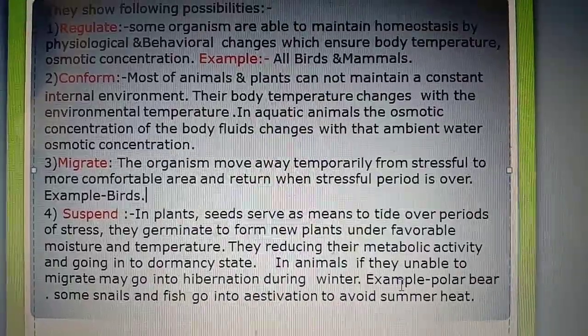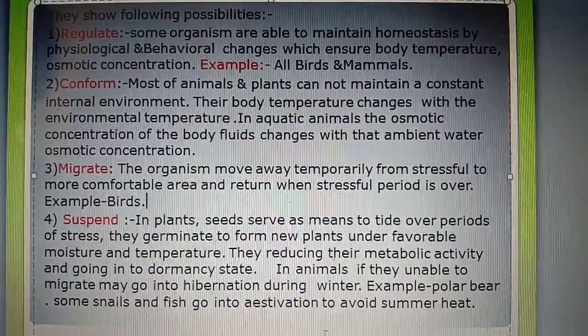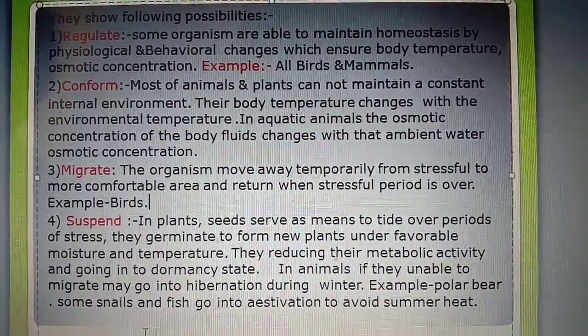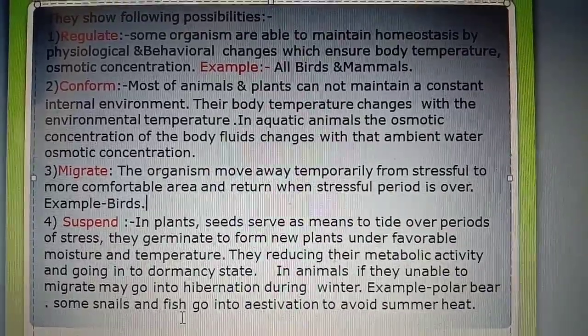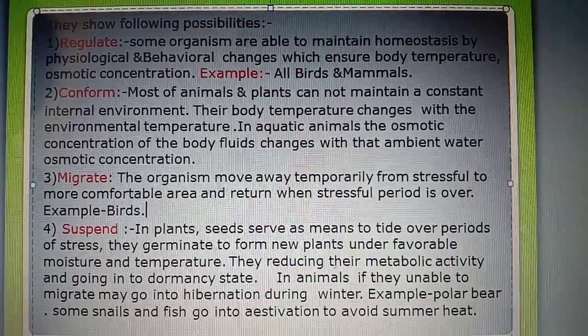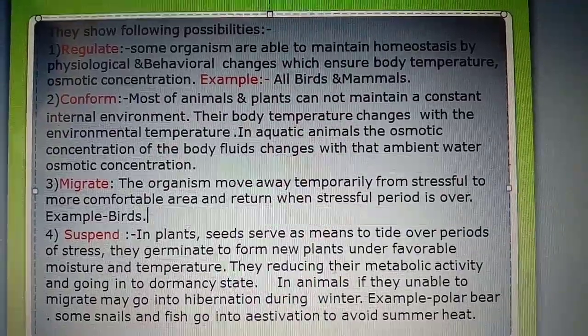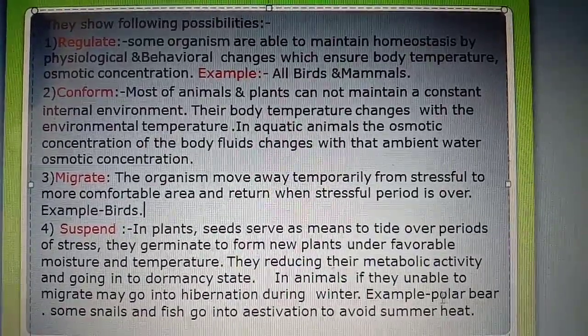In that, the example is the polar bear. Some snails and fish go into estivation to avoid summer heat.